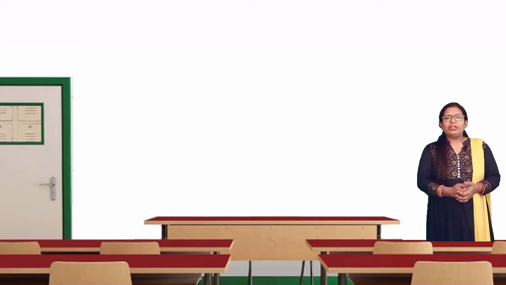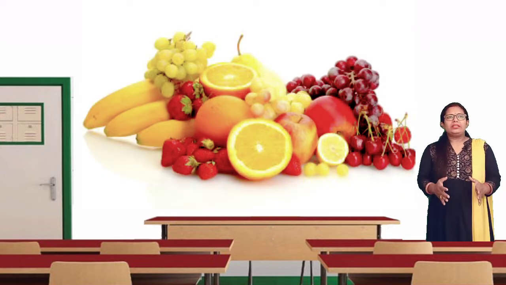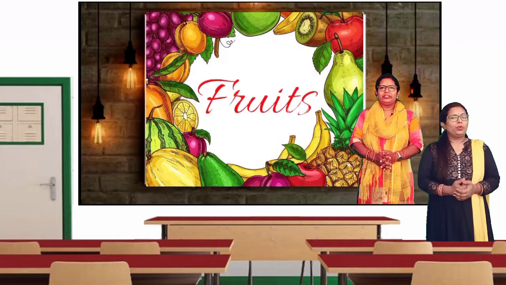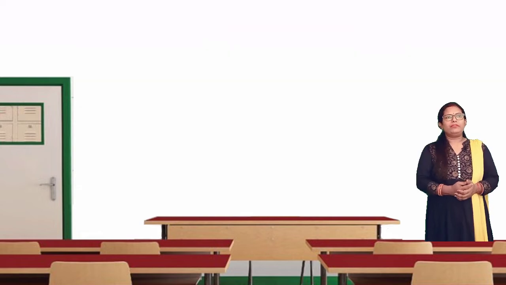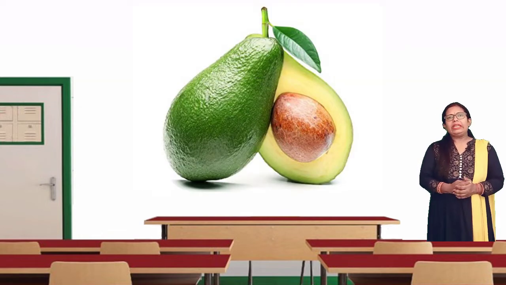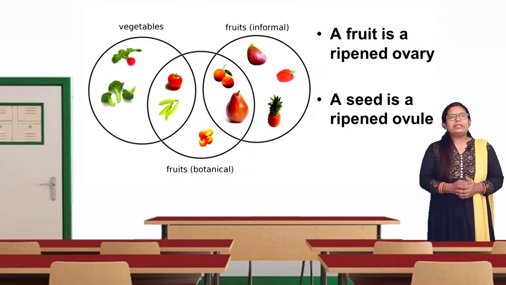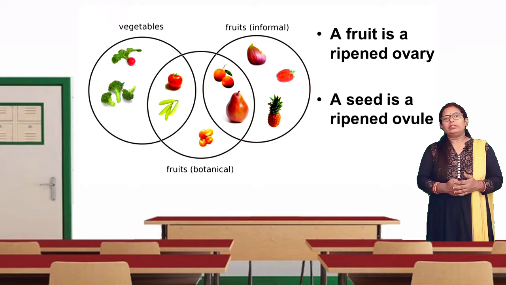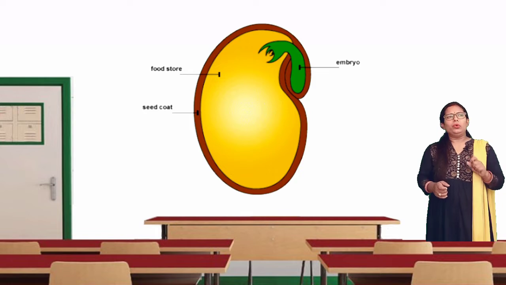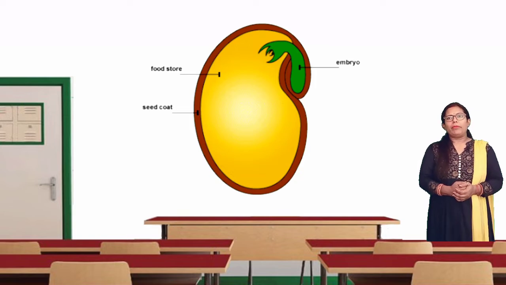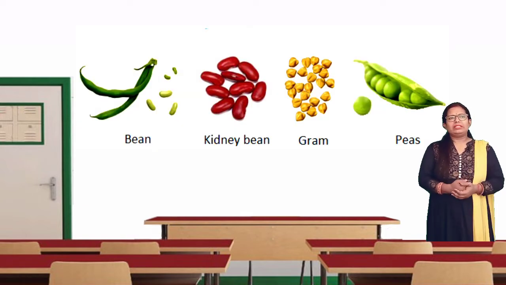So let's start with fruit. Fruit is the enlarged ripened ovary. About fruit, I made one complete video, so if you have any confusion, you watch the previous video. Fruit protects the seed and helps in seed dispersal. Seed is the ripened ovule. What is seed? It is the ripened ovule. It contains an embryo which develops into a new plant. The seed coat protects the embryo from mechanical damage. Embryo develops into new plants. Examples are bean seed, peas, or many other seeds.